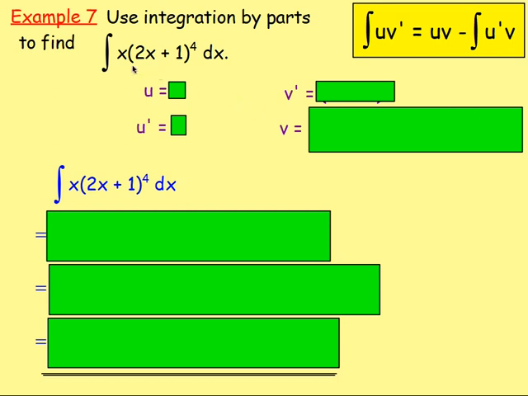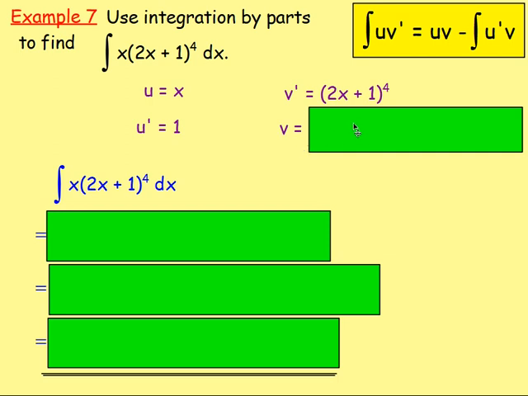Perfect. I would differentiate x as well. It's dead easy. It just goes to 1. So u is going to be x. And if you differentiate that with respect to x, you get 1. Which means then that the one we are integrating is 2x plus 1 to the power of 4. So 2x plus 1 to the power of 4 would be v dash. Integrating v dash will take you back to v.